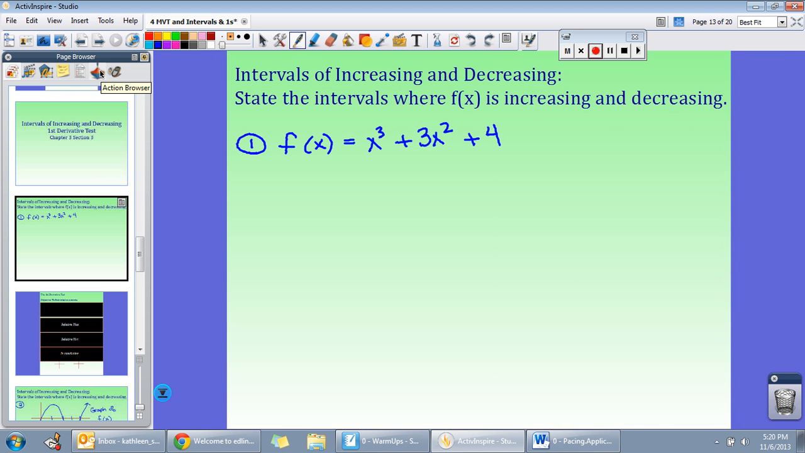Alright, let's jump straight into it. We want to be able to find intervals where f of x is increasing and decreasing. To start off, the very first thing that we're going to do is locate the critical values of f of x.